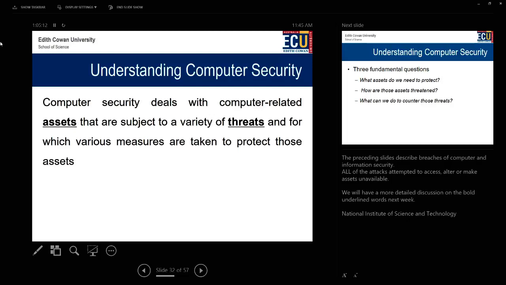Don't worry about these two words, assets and threats. We will have a separate discussion next week. We will understand the definition and how they relate to each other next week. Just try to understand the definition of computer security here.